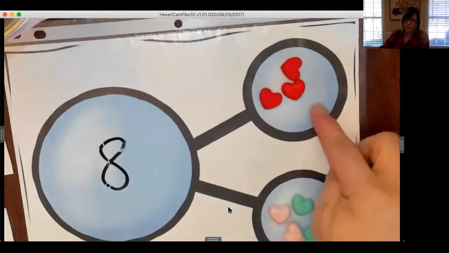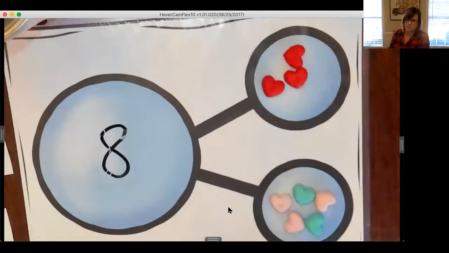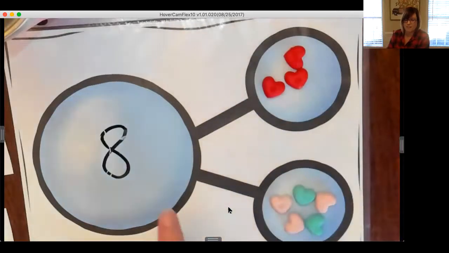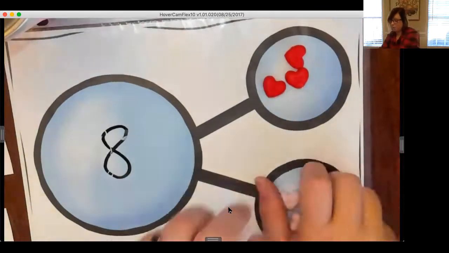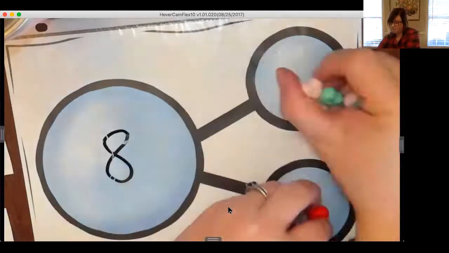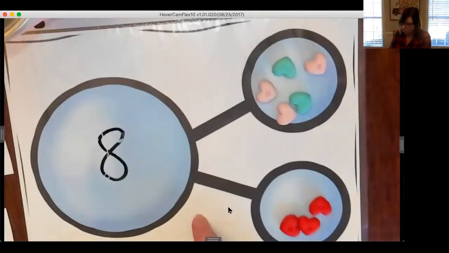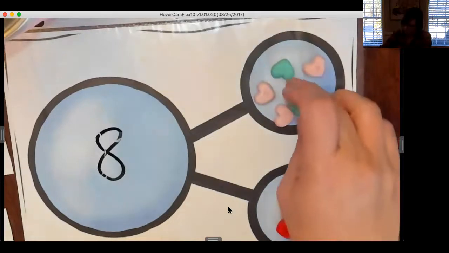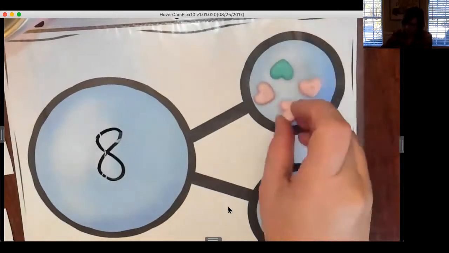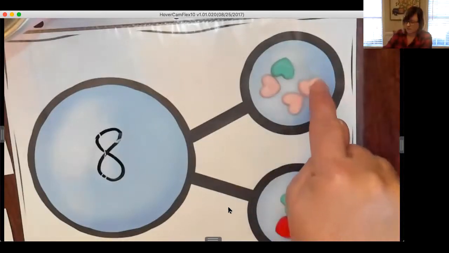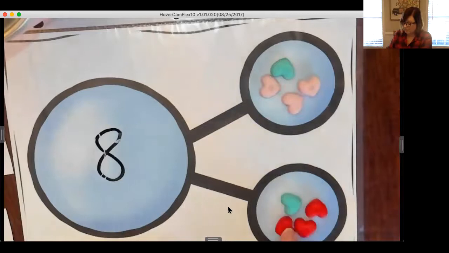All right, let's leave 3 up there and move the rest of them down here. So we have 3 up here. How many are left down here? 5. Good. So you know 3 plus 5 is 8. It's another way. And we can reverse it. 5 plus 3 is 8. Same thing. All right, I'm going to move 1 down here, and let's count how many we have up here. 1, 2, 3, 4, 5, 6, 7, 8.